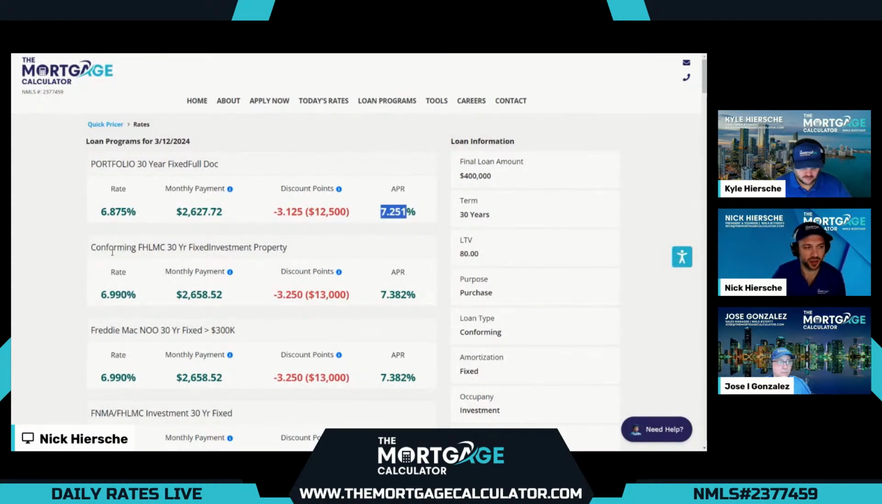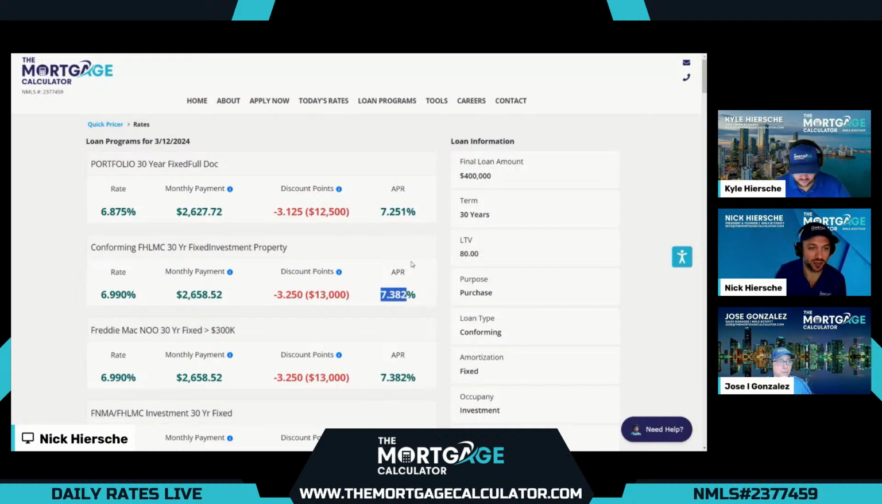And the first true conventional here is going to be this Freddie Mac option, 6.99 rate for 3.25 discount points, puts that final APR at 7.382 when you include those loan level price adjustments that Fannie and Freddie require there. So closing the gap there, but still portfolio option is a little bit better.